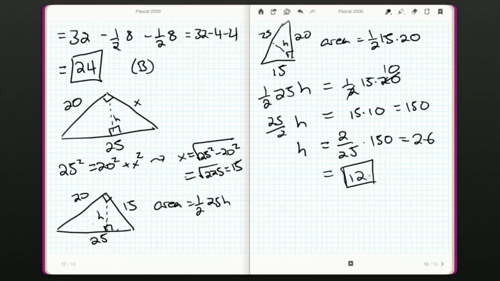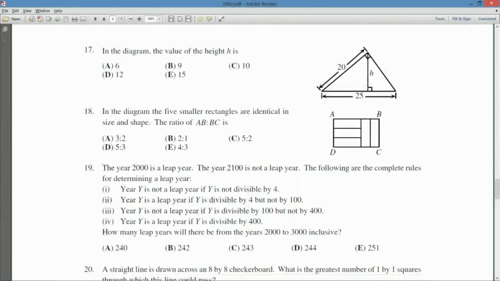150 divided by 25, yep, that was 6. Multiplied by 2, we get 12. So let's see, is 12 one of our potential answers? Yes, it is. It's D.